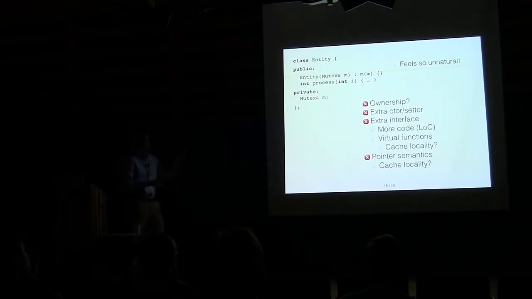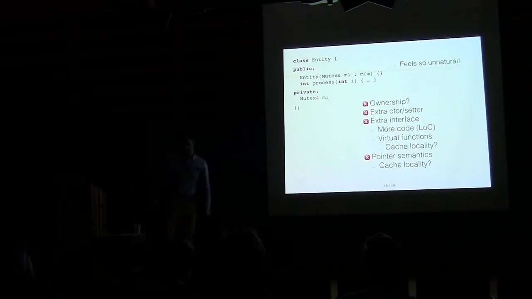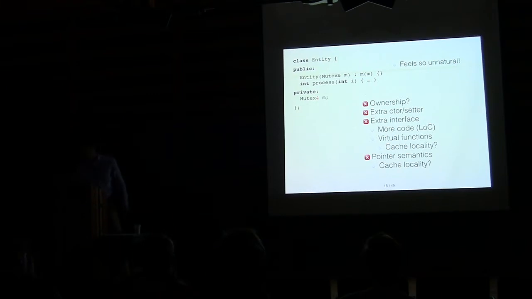Then we also added an extra constructor. We have an extra interface with virtual functions. That might not be really performant. Just think about the indirections we might have. Also, via this reference, we have pointer semantics. So this is, again, not so good regarding the cache locality.